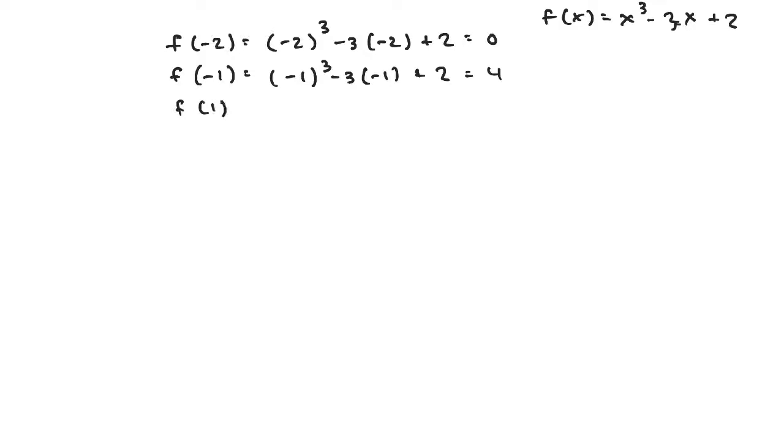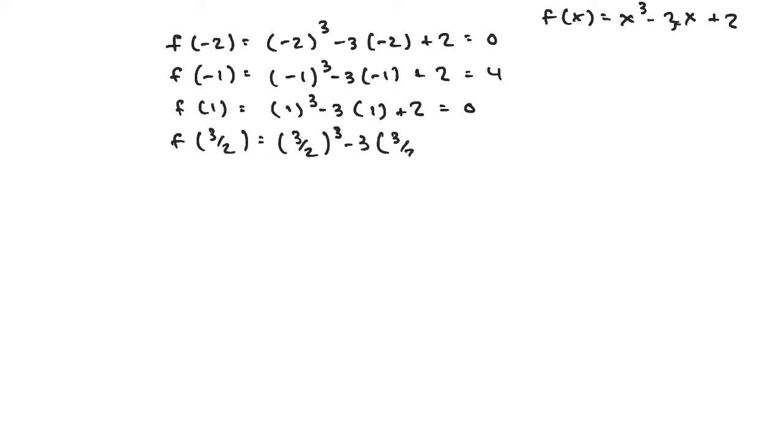Then I do f of 1, and that's 1 cubed minus 3 times 1 plus 2, which also gives me 0. And then I'll do f of 3/2, which is the right endpoint, and that's 3/2 cubed minus 3 times 3/2 plus 2, and that equals 7/8. All right. So now what we do is we basically just compare all these y values and see which one gives us the biggest. And in this case, that's going to be this number here, 4. So this is what we're going to call our absolute max.